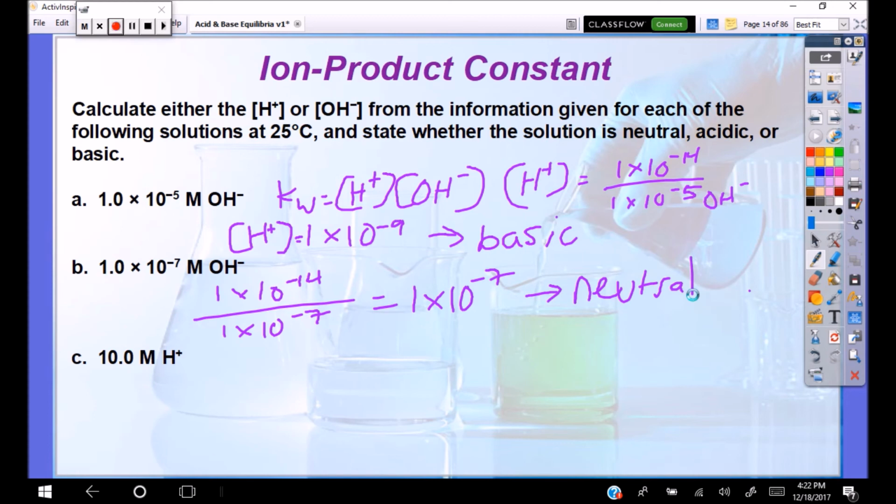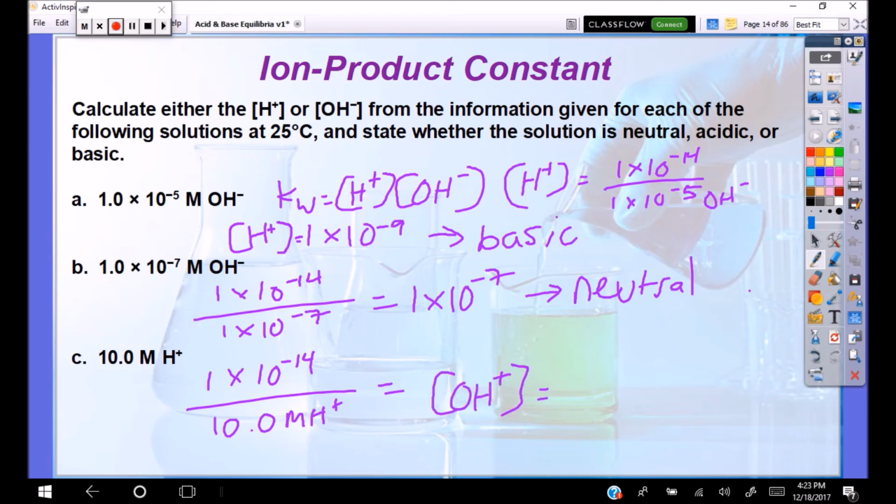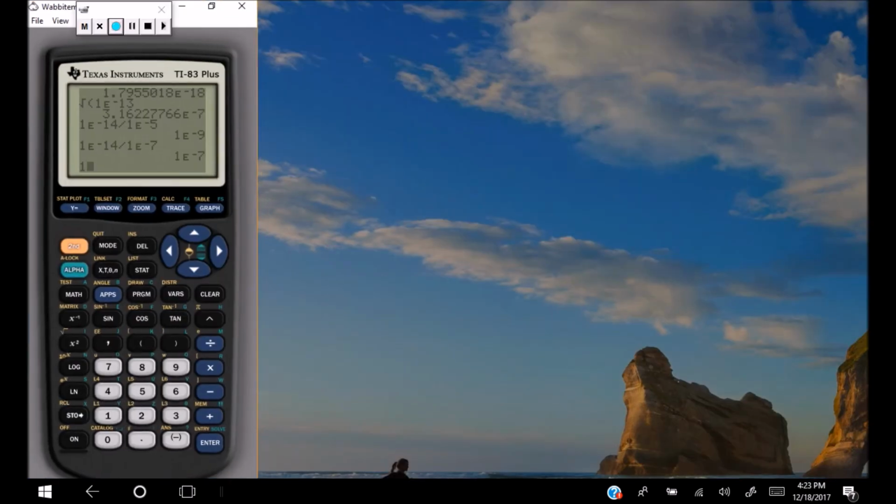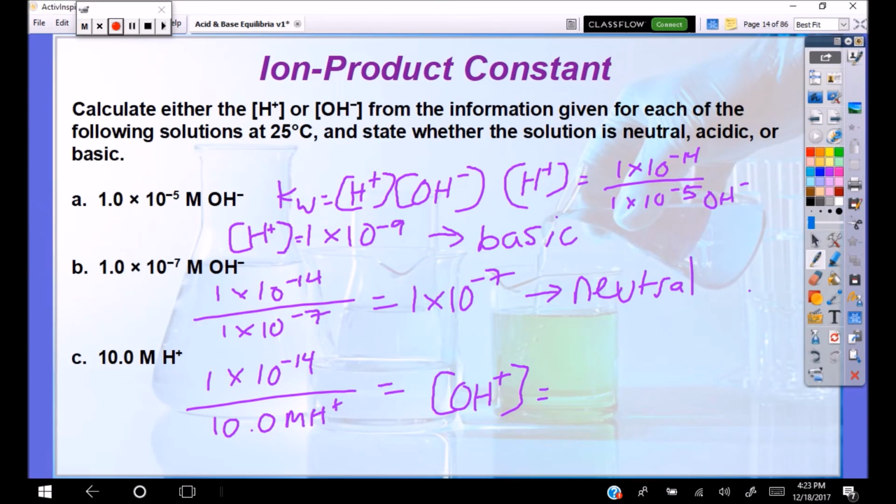Okay, let's do the next one, C. Okay, 1 times 10 to the negative 14th, and this is divided by 10 molar H plus. So this time we're getting our OH concentration, okay? So this one might be a little bit harder to tell. All right, 1 e to the negative 14th divided by, what was it, 10? Yeah, divided by 10, which means OH is 1 times 10 to the negative 15th, which is really small.